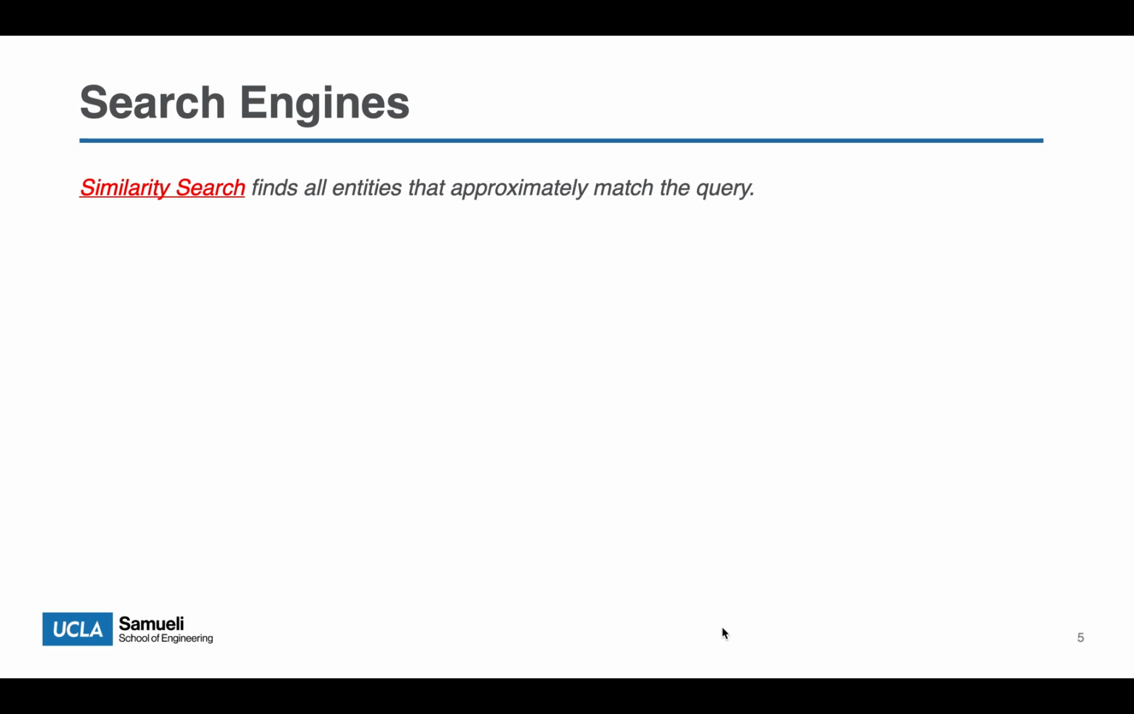To begin with, I want to discuss the motivations for our work. So nowadays, similarity search is widely used in search engines, and search engines are deployed everywhere in real-world applications. So the goal for similarity search is to find entities that approximately match the queries. So why do we need this? Let's take the example of movie dataset search.